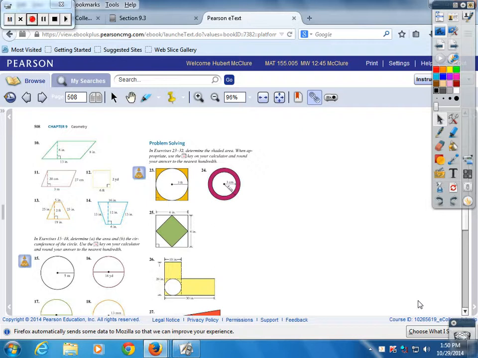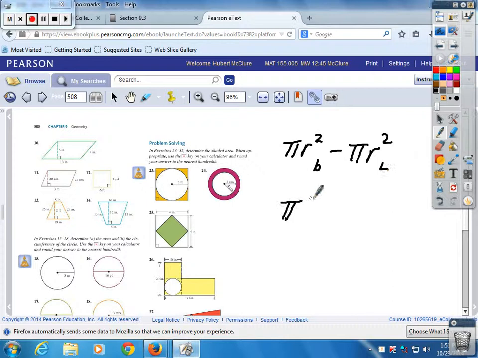So what is the area of a circle? Pi r squared. So pi is 3.14, r is 4. If you wanted to set this thing up in one go, it would be like this: pi r squared of the big circle minus pi r squared of the little circle.